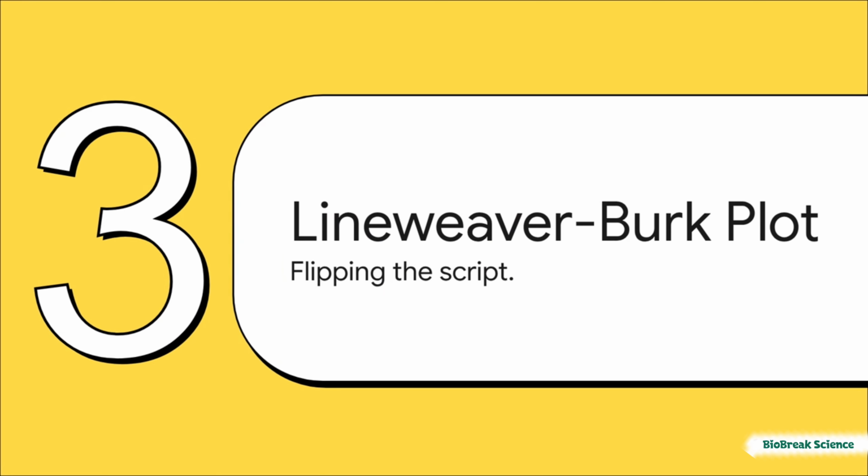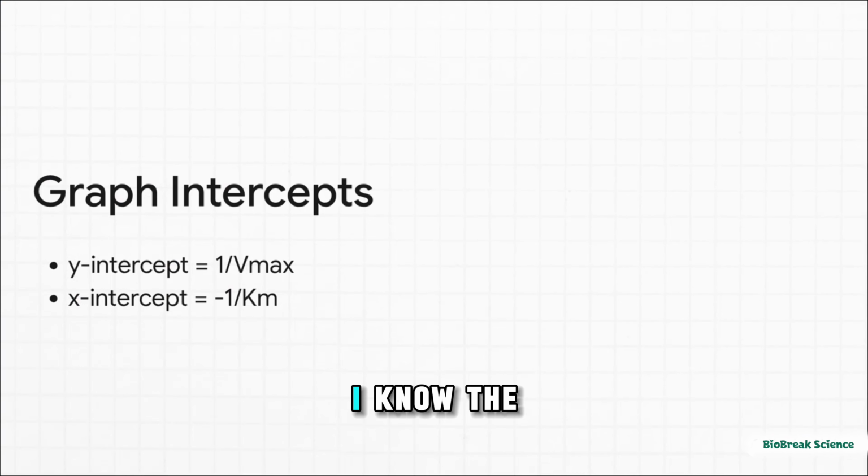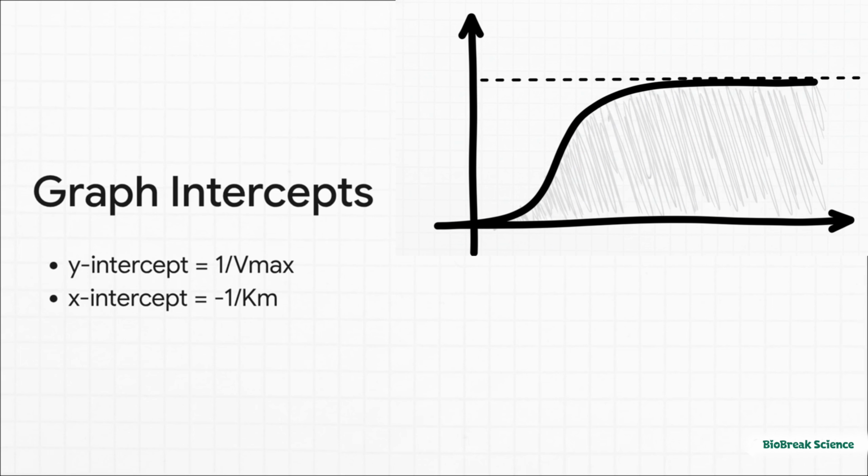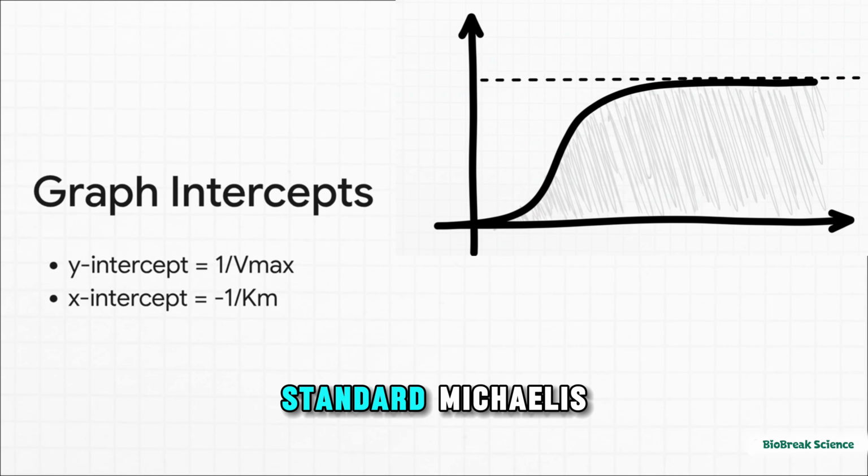All right, Section 3, the Lineweaver-Burk plot. Flipping the script on graphs. I know the name Lineweaver-Burk sounds intensely complicated, but stay with me. Instead of plotting a curved line like the standard Michaelis-Menten graph, the Lineweaver plot simply flips both axes. You're plotting 1 over velocity against 1 over substrate concentration. It's a double reciprocal plot. And the beautiful thing is, instead of a curve, you get a wonderfully straight line.